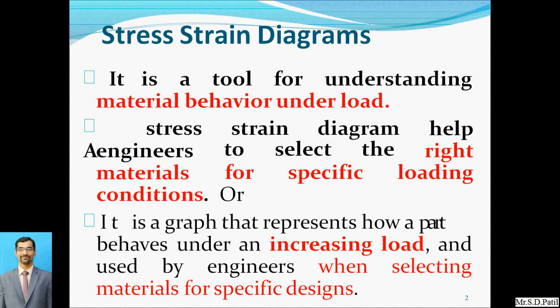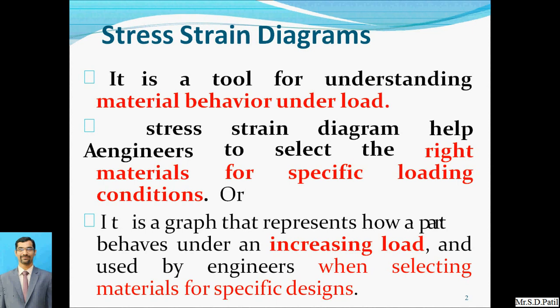The unit of stress is Newton, since it is load upon area. Area we generally measure in meter square, so it will be Newton per meter square. Strain is the change in a dimension to the original dimension, so it is a unitless quantity.